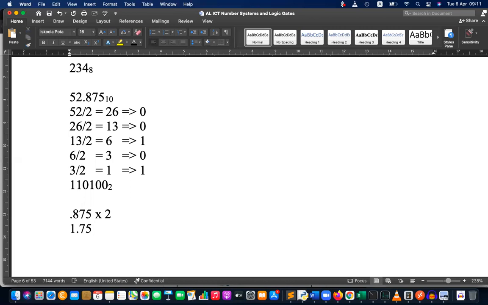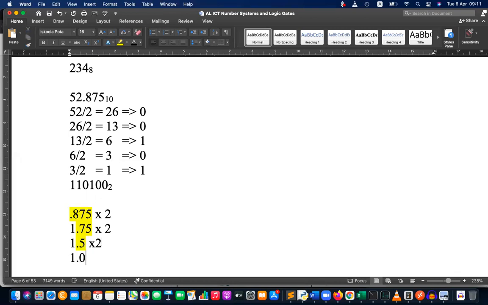So 1.75. Then you have to multiply that by 2, but only multiply the 0.75, right? Don't multiply the 1. Only the point part you are going to multiply. I'll highlight it in yellow color. Only this part you have to multiply, not the integer part. What is 0.75 after multiplication? You'll get 1.5. Then you have to multiply 0.5 by 2 again. It's 1.0.